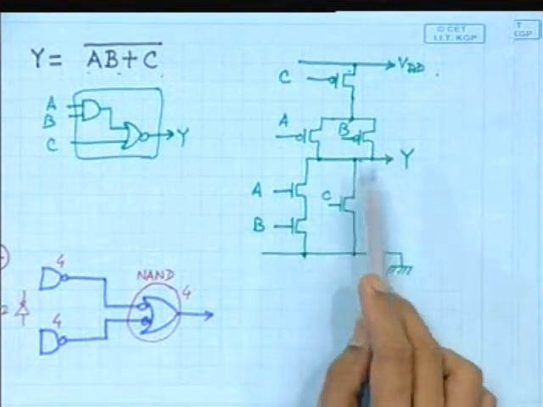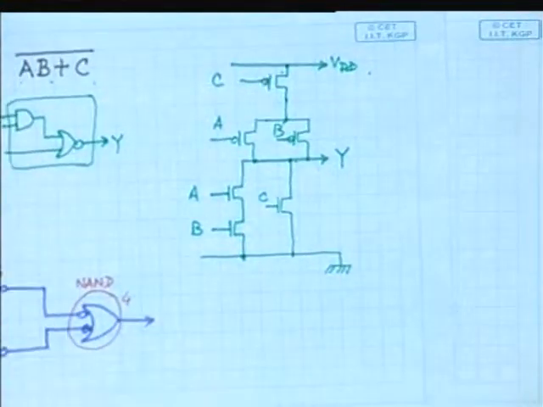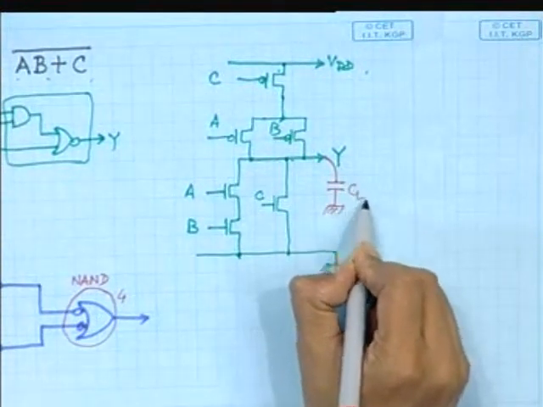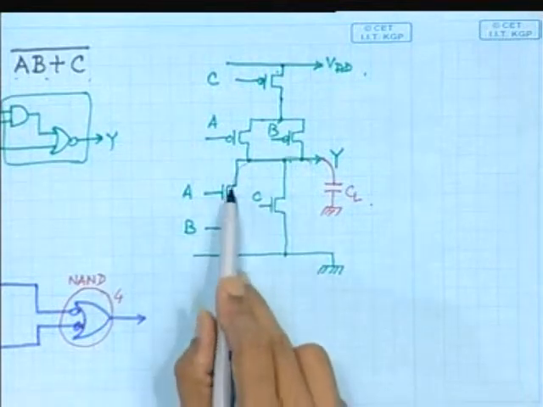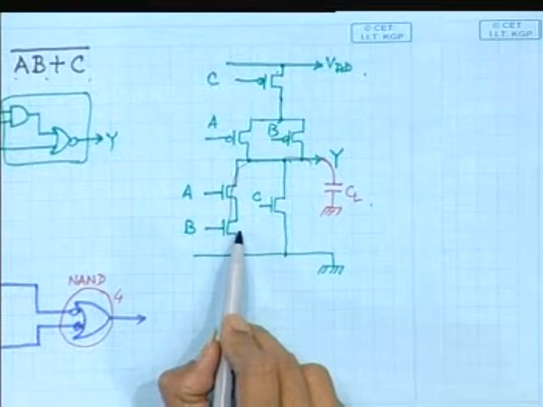For example, in this case it is actually less, because the delay, as we have already discussed, depends primarily on the charging and discharging path. So in this case, what is the worst case? That is when it has to discharge through A and B, 2 transistors in series. So 2 series resistances come into the picture.